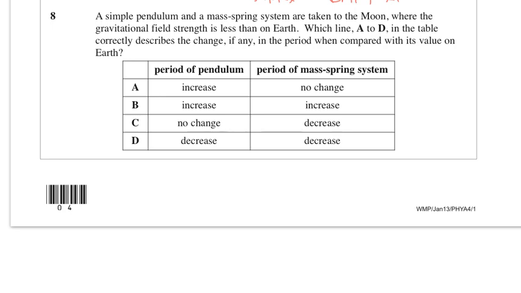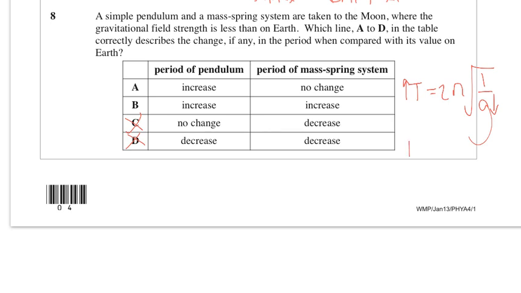A simple pendulum and a mass spring system are taken to the moon, where the gravitational field strength is less than that on Earth. Which line A to D in the table correctly describes the change, if any, in the period when compared to its value on Earth? So we're dealing with a pendulum. So time period is 2 pi root L over g. So if all the other values stay constant, if you decrease g, you should increase the time period, because it's on the bottom line of your equation. So that's going to eliminate C and D.